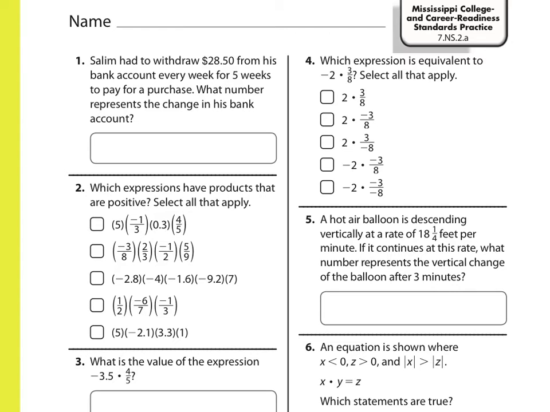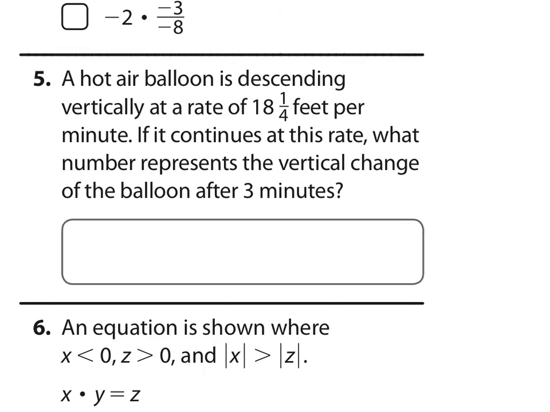This standard NS2A from your workbook just deals with multiplication. So all of these problems are going to use multiplication. Remember that when we multiply same signs, it's a positive number. When we multiply two numbers that have different signs, we get a negative. And so we're going to look first at problem number 5.